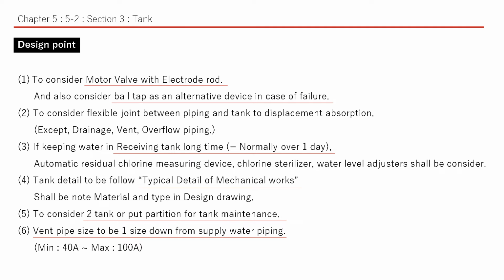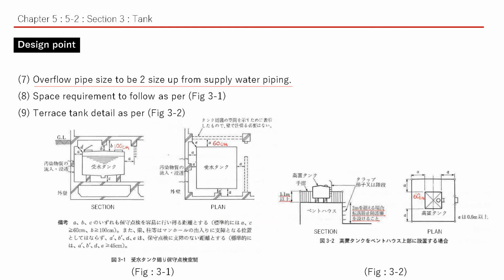Item 4. A detailed view of the water tank is available. I will introduce the URL later. Item 5. If the water is cut off due to cleaning the tank, the operation will be affected. Divide into 2 or more and plan to supply water even during cleaning. Item 6. Criteria for selecting the size of the ventilation pipe. Item 7. Criteria for selecting the size of the overflow pipe.